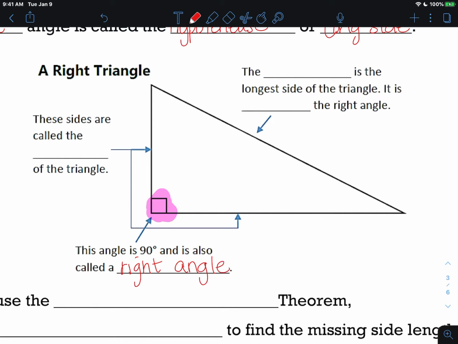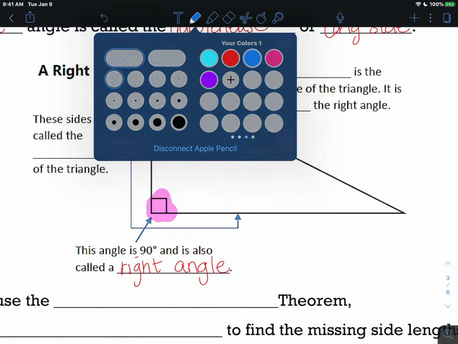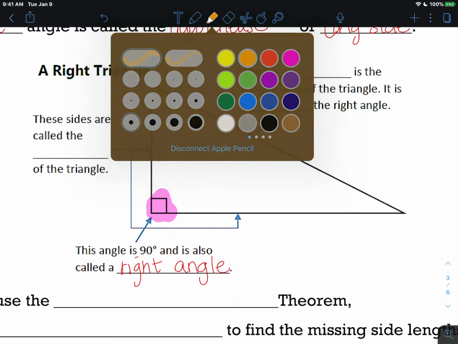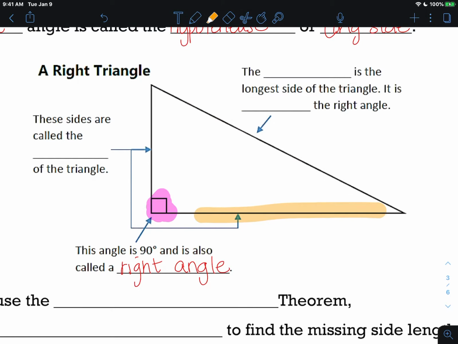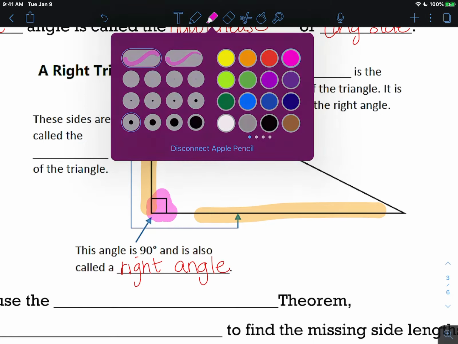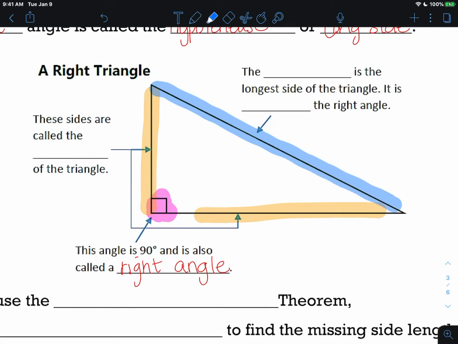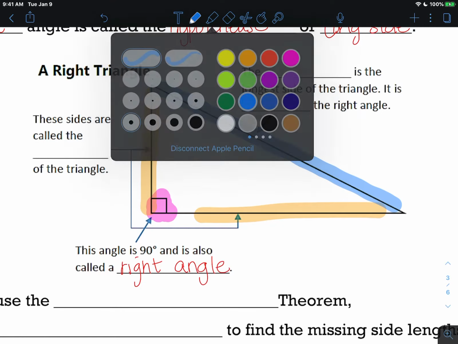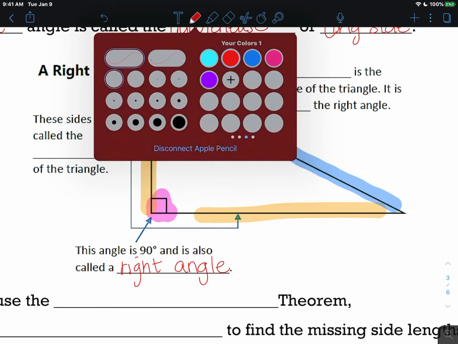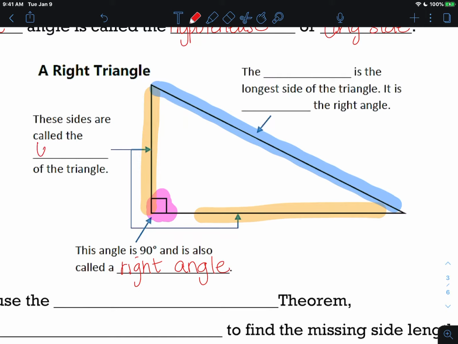So the other two sides, and that's going to be this side and this side, are short sides, right? Because they look much, much shorter than this one that I'm going to highlight here in blue. So those two orange sides are significantly smaller, right? So these are what's called legs. This guy's a leg here too.